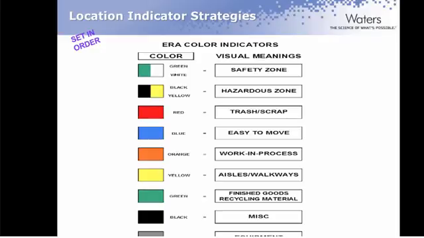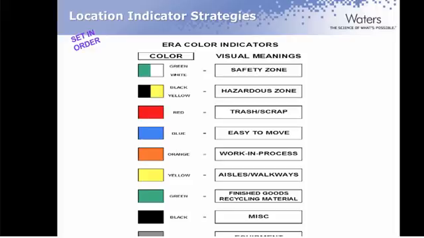When we talked about location indicators, again, there's no cut and dry. It's whatever your facility decides to do. But as you mark things, you want to make sure that everybody understands the color codes. Our color code was: tape that's green and white represents safety zone. The black and yellow is obviously the hazard zone. Red is trash or scrap, so even our trash cans are marked on the floor red for scrap.